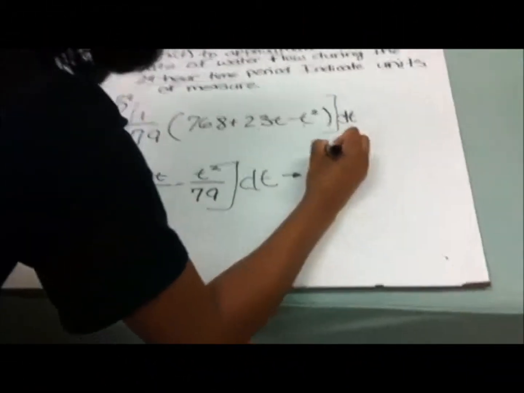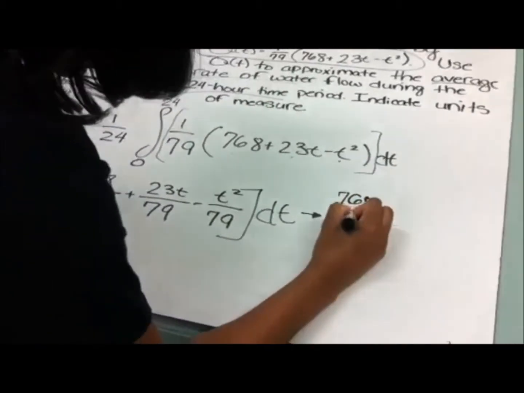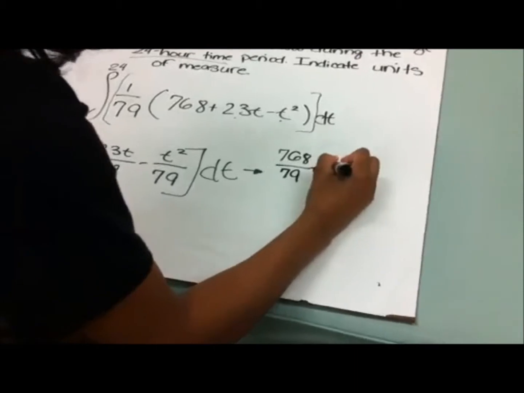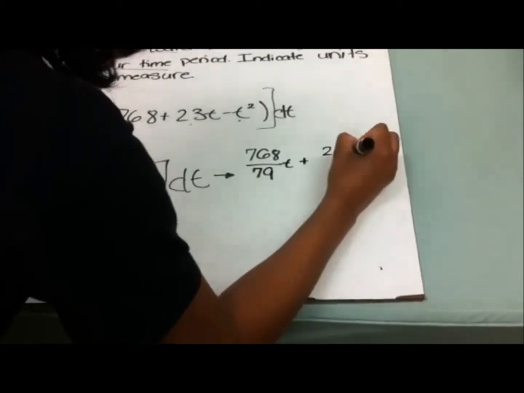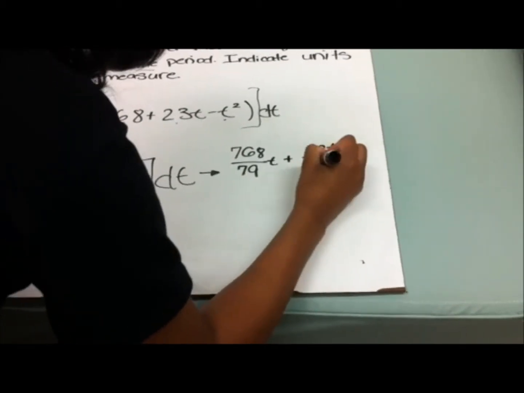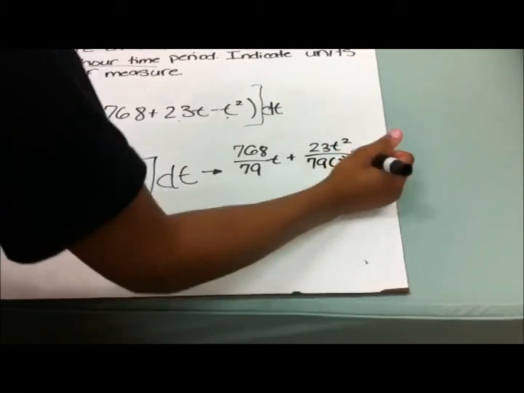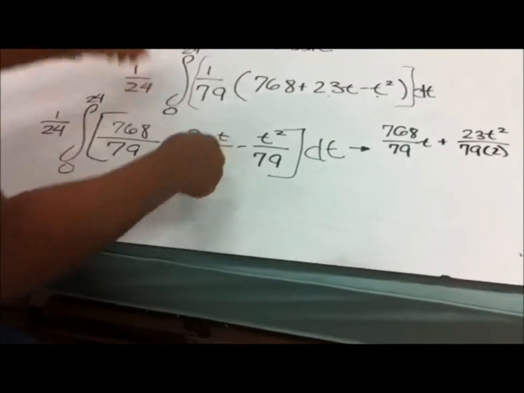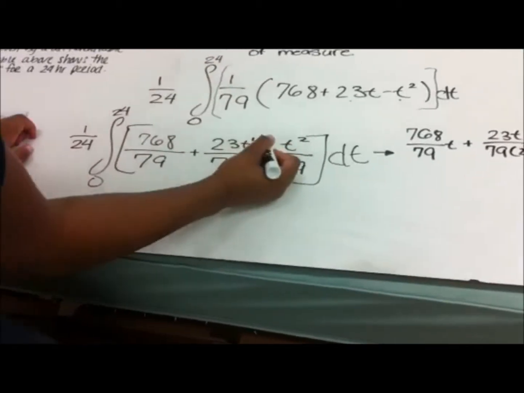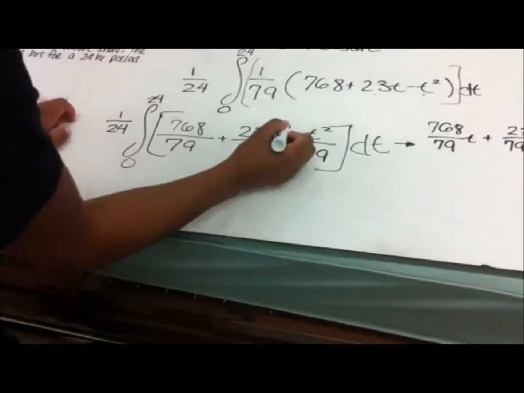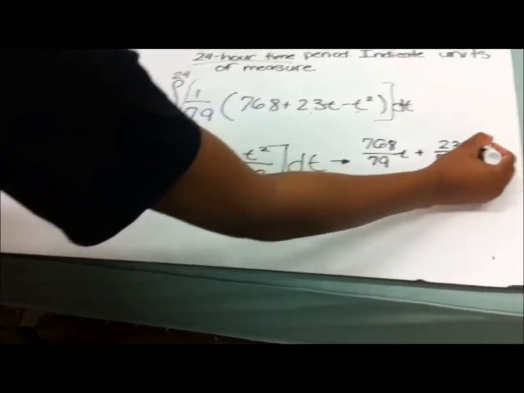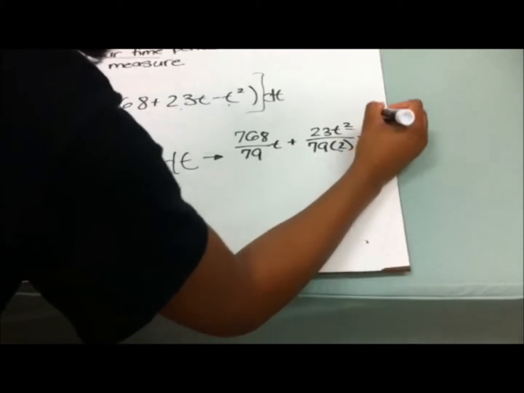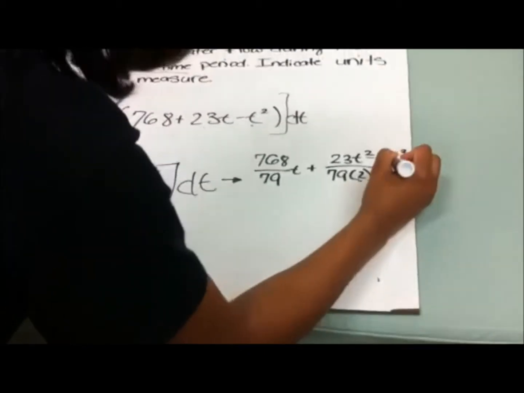So you are left with 768 over 79 t plus 23 t squared over 79 times 2. The reason why we have times 2 is because if you look back right here, it is t over 1 basically. And to integrate, you have to add 1 to the exponent. When you add 1, you also have to divide by that new exponent. Minus t cubed over 79 times 3.